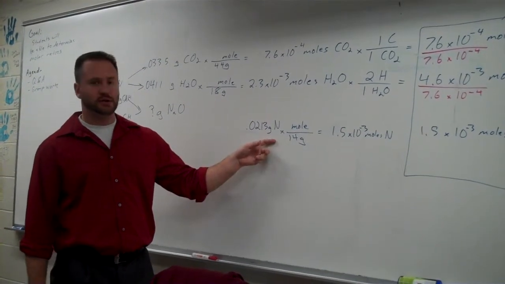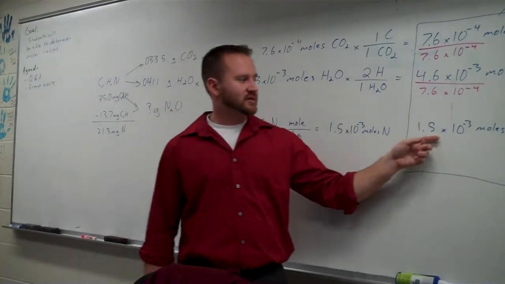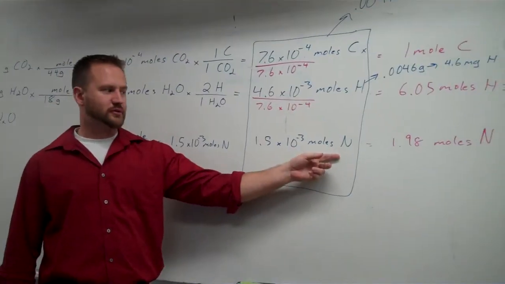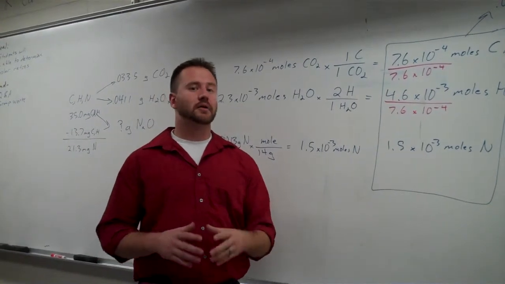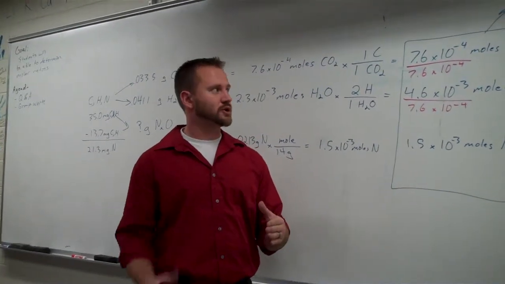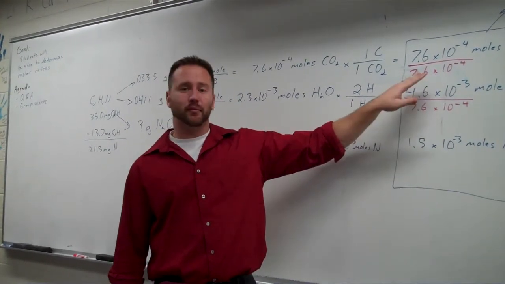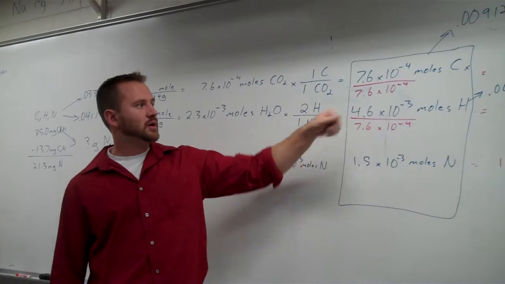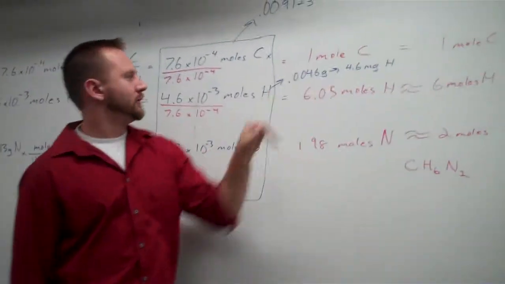0.0213 grams of nitrogen, you divide by the molar mass, which is 14, you'd have 1.5 times 10 to the negative third moles of nitrogen. Now, from here, you can relate the amount of each by dividing by the lowest number, and that'll give you a ratio. So, the lowest number out of those three numbers of moles is 7.6 times 10 to the negative fourth. So, when we divide this by itself, you have 1 mole of carbon.